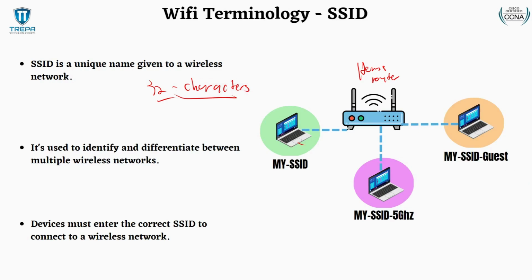In a standard home network, you'll see something like this, my SSID, and that may be for your 2.4 gigahertz range. This is your 5, and this is a whole other network for your guest. This SSID can also be hidden, but it's really easy to see hidden SSIDs with just a simple program. Let me show you what that looks like.